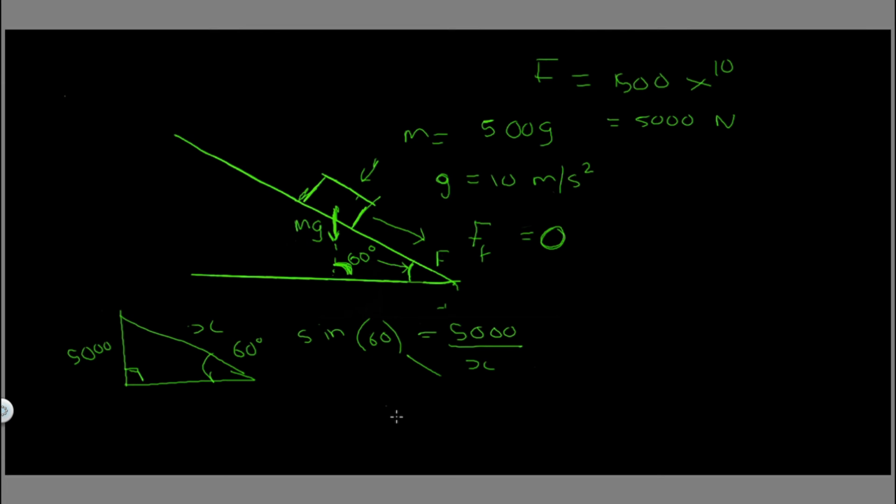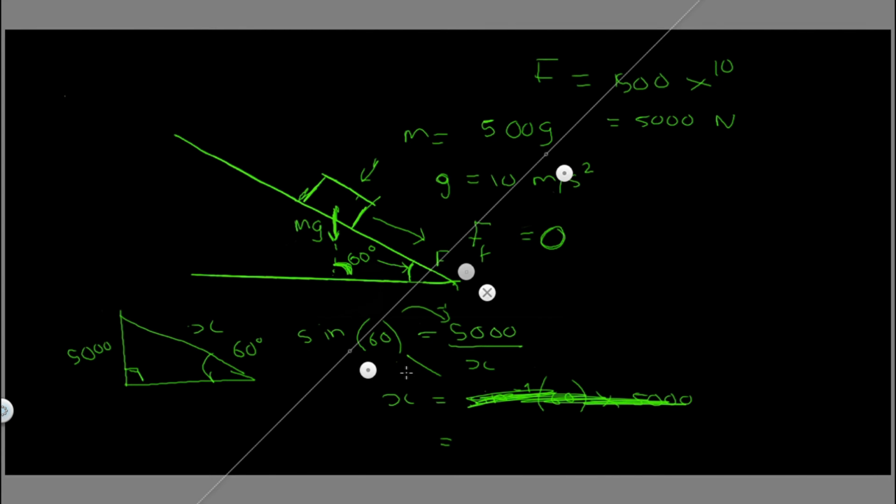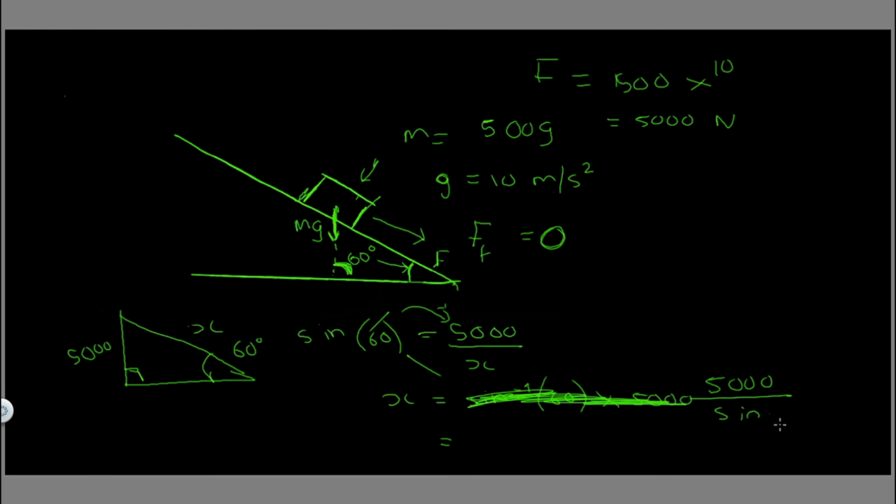So x is equal to, and we'll take sine to this side so it becomes sine inverse of 60 multiplied by 5,000, which should give me x. Okay, I just noticed that I made a mistake here. It's not going to be sine inverse of 60. Sine 60 is going to come to the denominator. So this x is actually equal to 5,000 divided by sine 60.